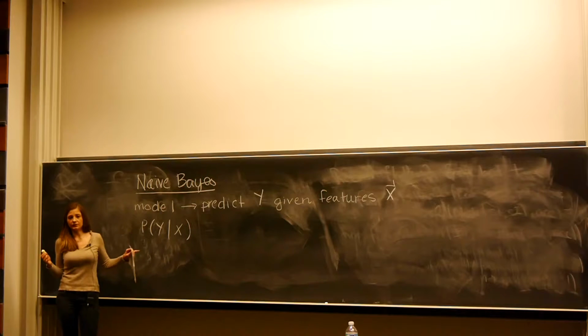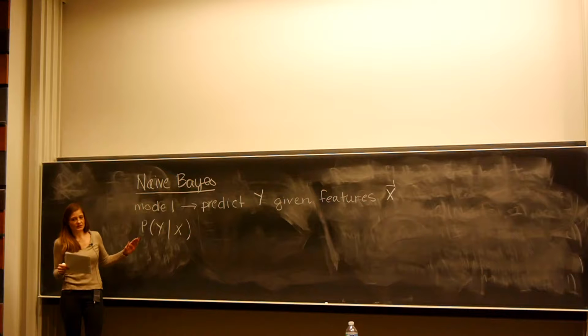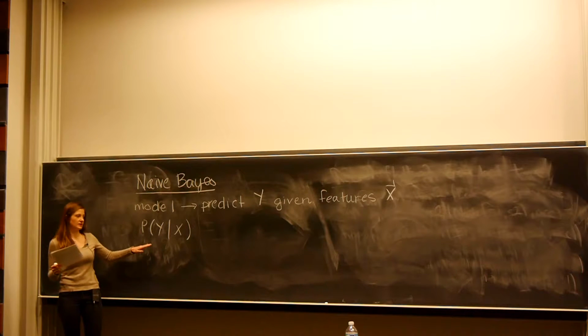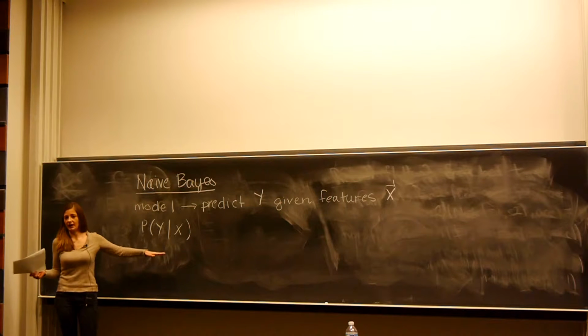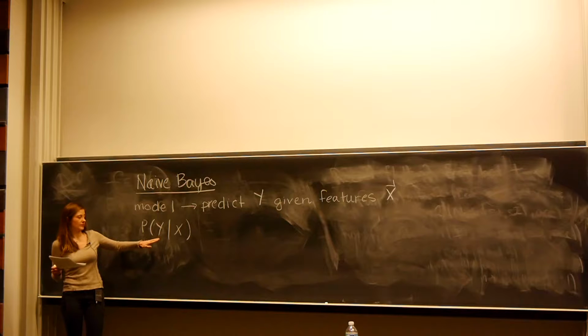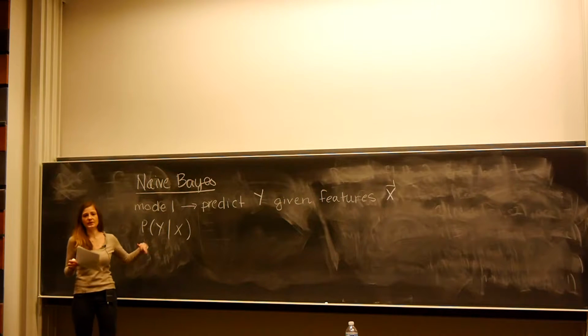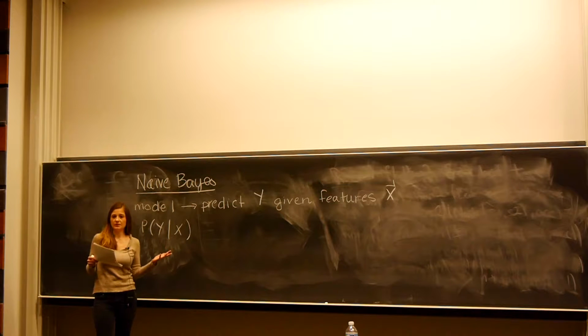So for example, if we're trying to build a document classifier where we want to determine are these documents about science versus about history, then we want to predict the label, science versus history, given a bunch of features which we extract from the document, right?